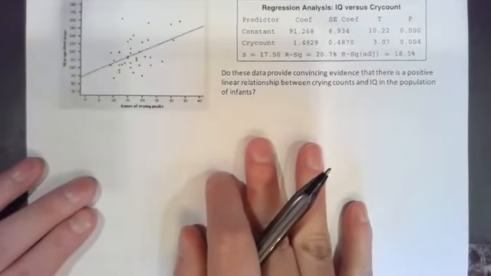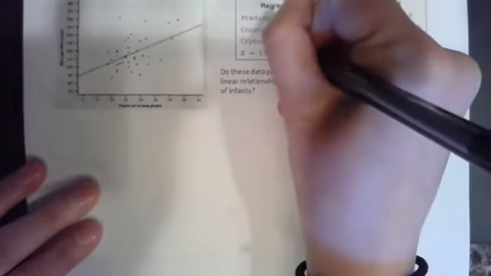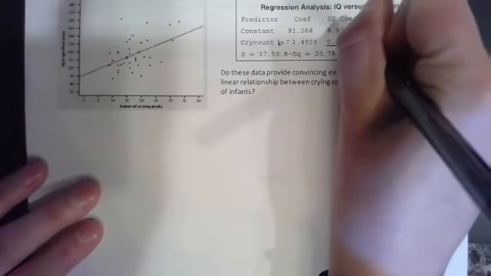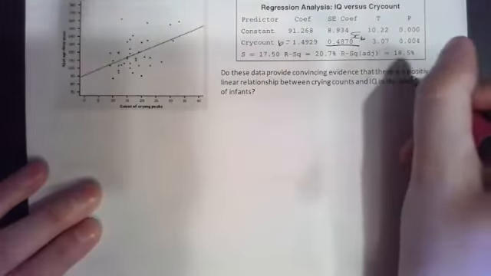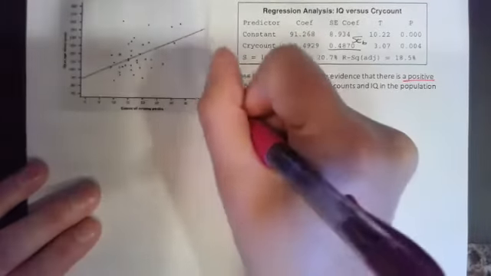So do these data provide convincing evidence that there's a positive linear relationship between crying counts and IQ in the population of infants? Here's my b, here's my standard error of b. Now, what we are testing for is if there's a positive relationship between these data. So our state.